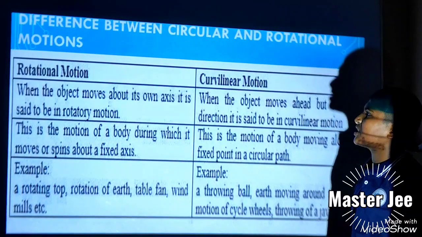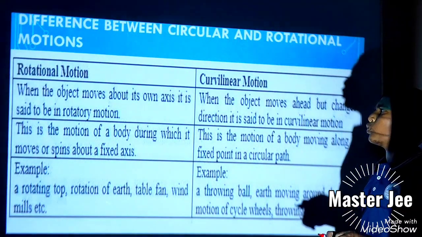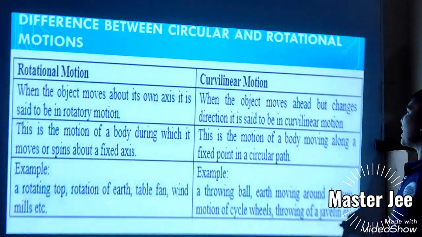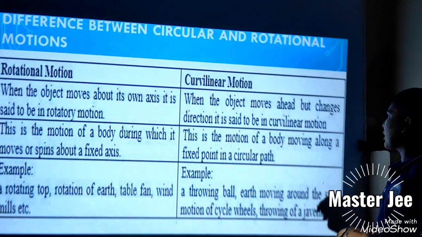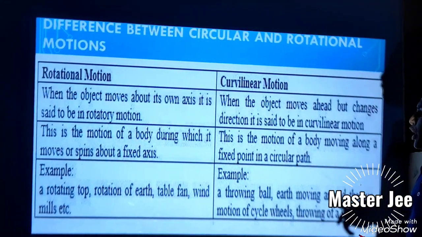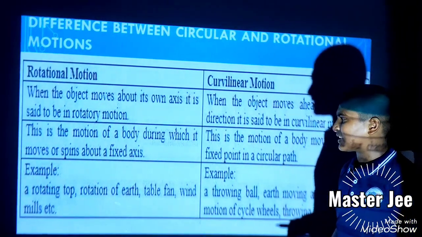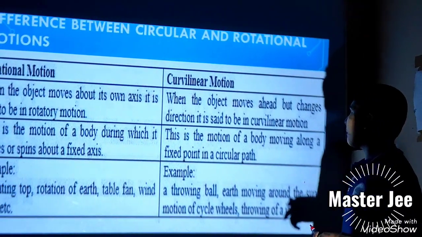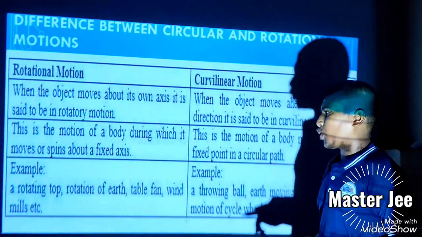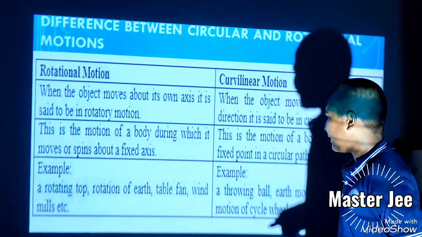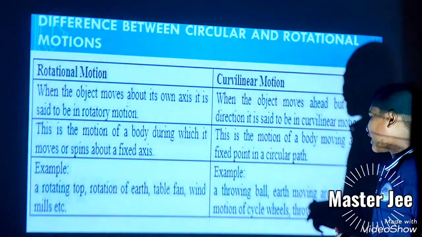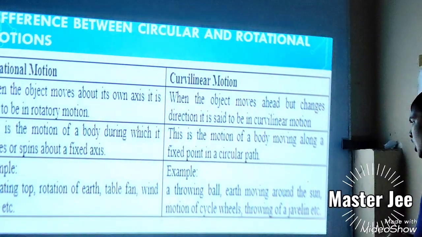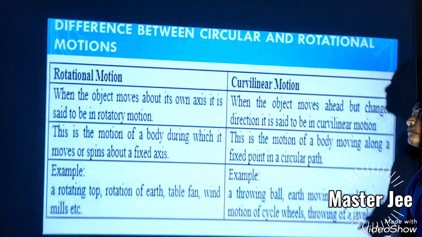Difference between circular and rotational motion. Rotational motion. When the object moves about its own axis, it is said to be rotational motion. Curvilinear motion. When the object moves ahead but changes direction, it is said to be curvilinear motion. This is the motion of a body during which it moves or spins about a fixed axis, which is rotational motion. This is the motion of a body moving along a fixed point in a circular path, which is curvilinear motion. Examples of rotational motion: a rotating top, rotation of the earth, table fan, windmills, etc. Examples of curvilinear motion: a thrown ball, earth moving around the sun, motion of a cycle wheel, throwing of a javelin, etc.